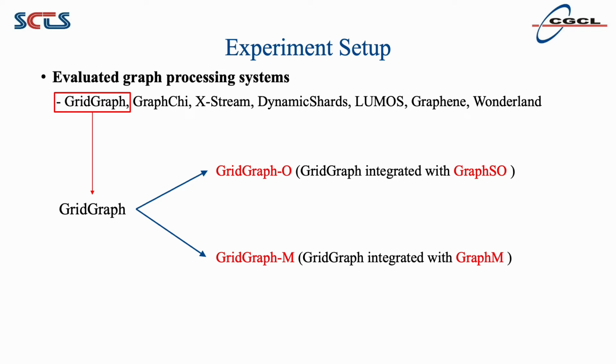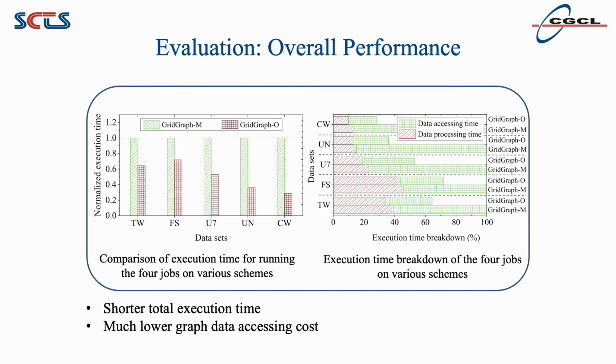Specifically, GridGraph integrated with GraphSO, which is called GridGraph-O in our experiments, is compared with GridGraph-M. First, we evaluated the overall performance of them. The left figure shows the total execution time of 4 concurrent jobs on different schemes. It shows that GridGraph-O achieves shorter execution time than GridGraph-M for all graph datasets.